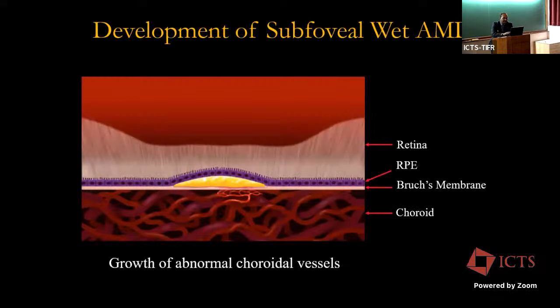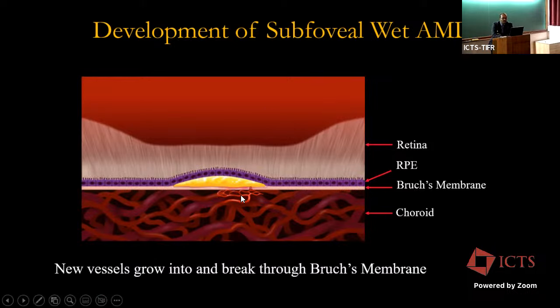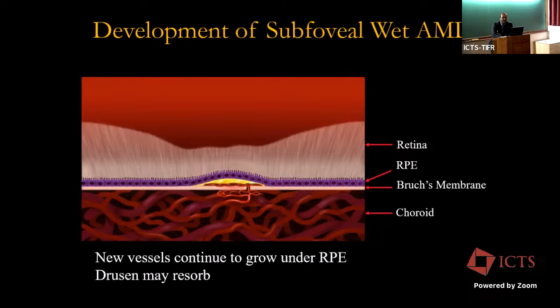So, some examples, and this is a cartoon which shows the evolution of wet or neovascular AMD. You have abnormal pathological choroidal vessels, first smoldering and developing under the Bruch's membrane, as you can see here. Then it breaks through the Bruch's membrane, and there's already the drusen there. And then see what happens as it spreads under the RPE and around the drusen laterally. The drusen sometimes actually starts resorbing.